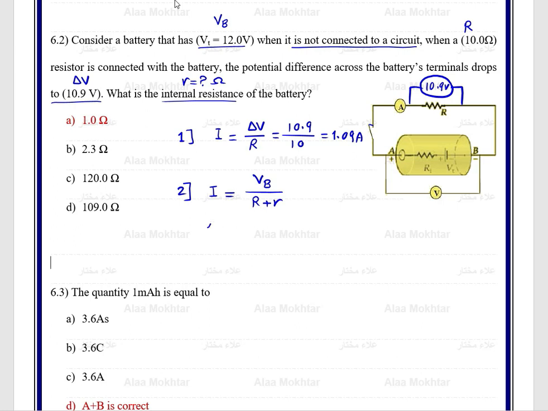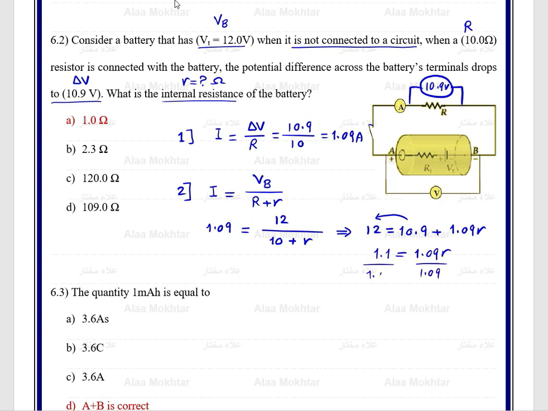I is 1.09, equal to V battery, 12 volts before we connect it to the circuit, over external resistance 10 plus internal resistance, unknown. Cross multiplication, it means 12 equals 10 times 1.09, which is 10.9, plus 1.09 R. 10.9 goes to the opposite side with a negative sign. It means 12 minus 10.9 equals 1.1, equals 1.09 R. Divide by 1.09, so that R equals 1.